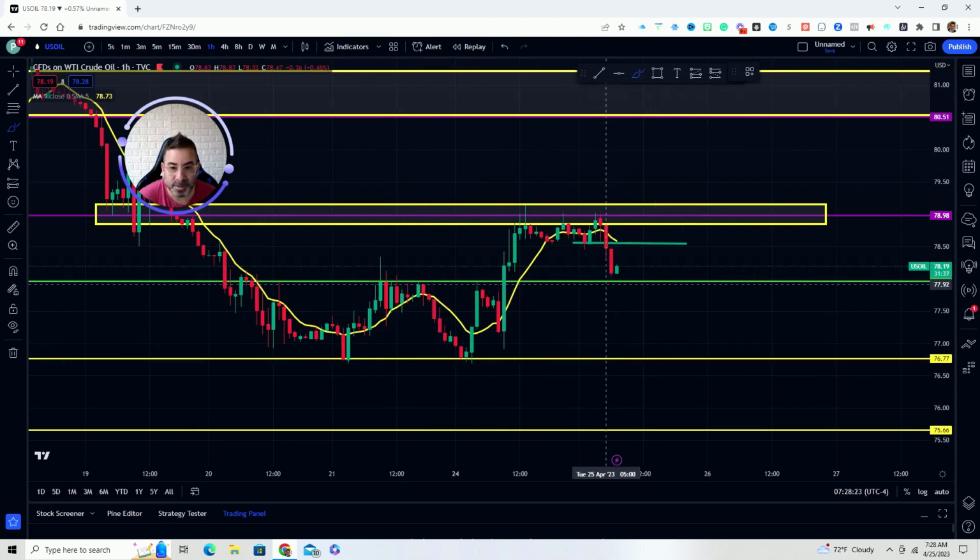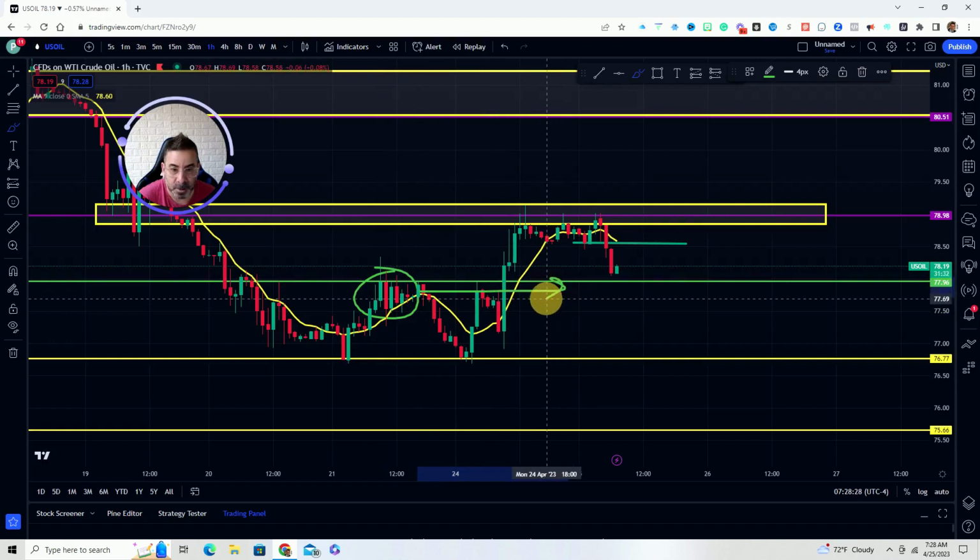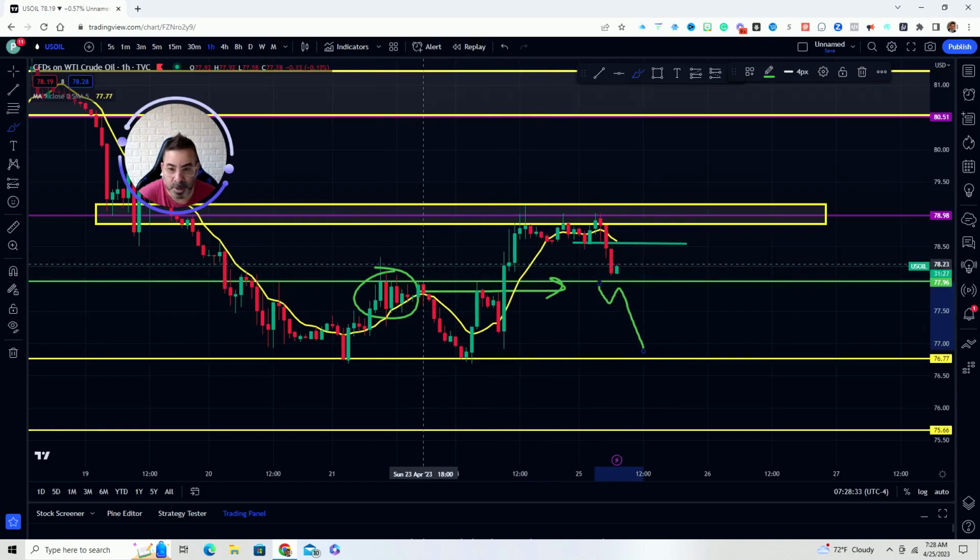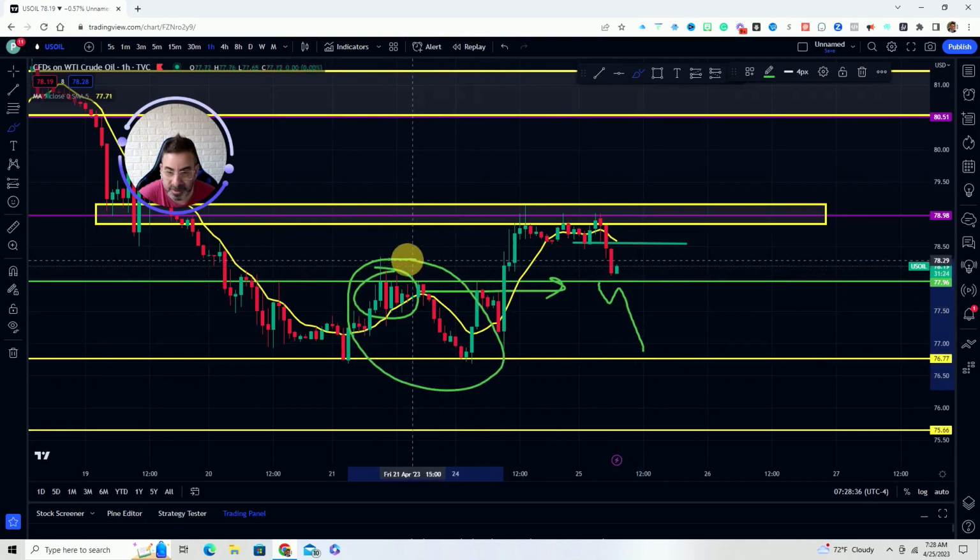Now, if we close below this line right here, what we want to see is price come down, retest this, and then come down. You already have a blueprint right here. That's exactly what you should be looking for with crude oil if we break below that 7,800 psychological area: a repeat of this, where price comes down, comes back up to retest this area, and then drops down into the top of our gap zone, which is also the next major zone for support on this 1-hour chart.